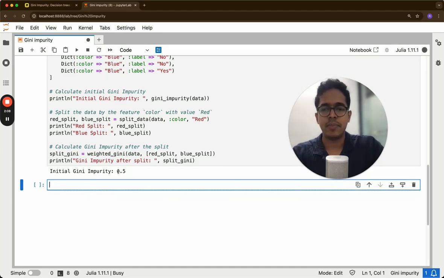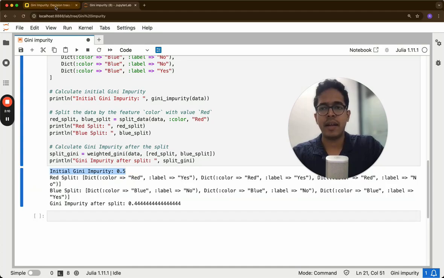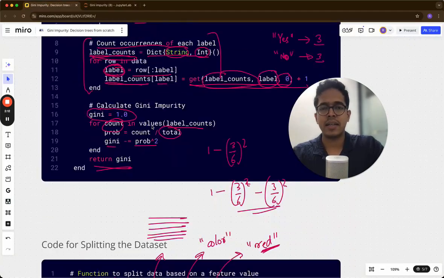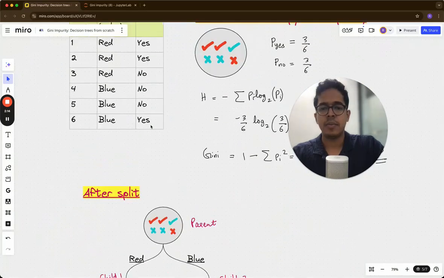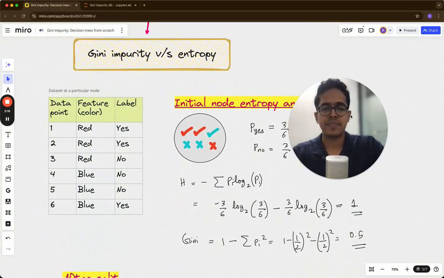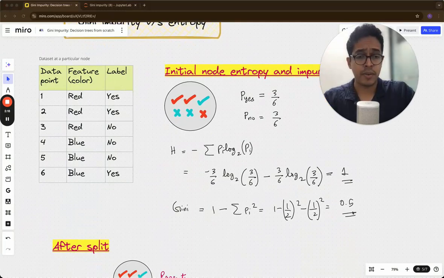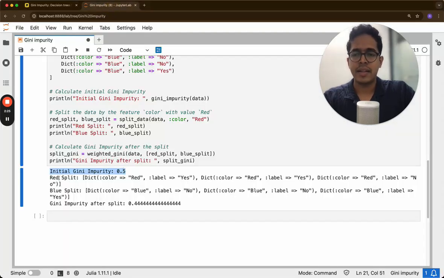So the initial Gini impurity turns out to be 0.5. And can we go back to our original data set in the theory part? If you remember, the parent had a Gini impurity of 0.5. And that is exactly what we have calculated here using code, 0.5.